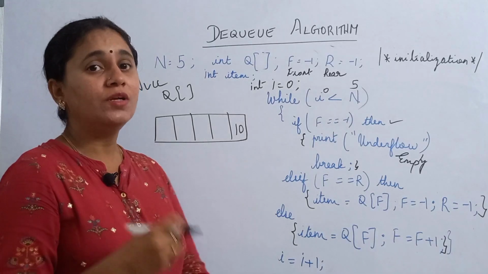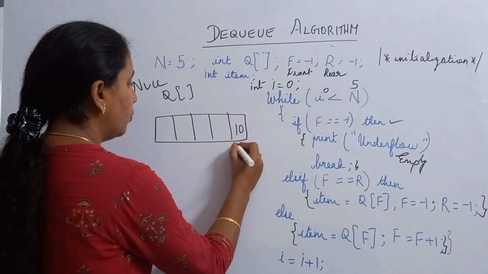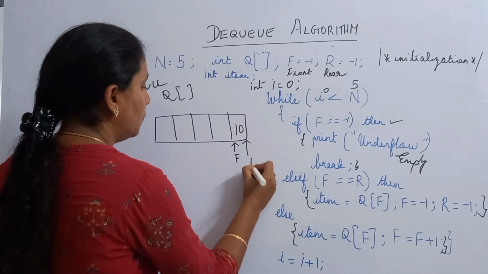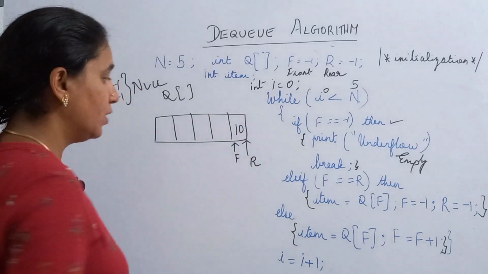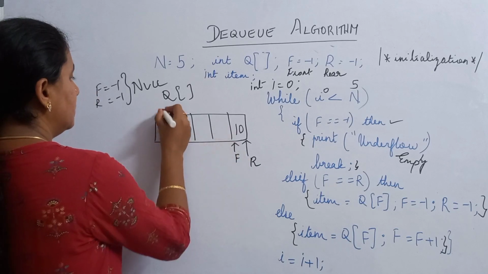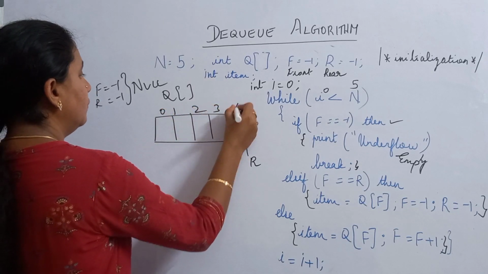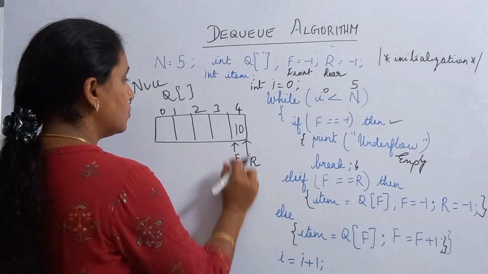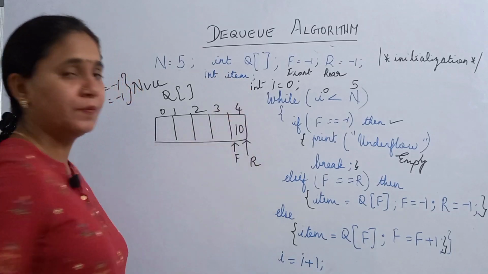In this case, what will it do? Front will be pointing here, isn't it? Rear also will be pointing here. Okay, so now what is the value? For example, 0, 1, 2, 3 and 4. So front is also 4 and rear is also 4.